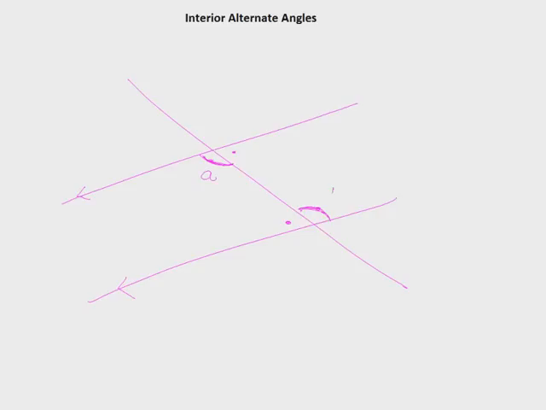Interior alternate angles. Let's see which angles these are referring to. Firstly, they are interior. That means they are within the two parallel lines. These are the interior angles that the transversal makes with the parallel lines. Interior alternate means they are on different sides of the transversal. So this pair is a pair of interior alternate angles, let's call it angles A and B. And this pair is another pair of interior alternate angles, angles C and D.